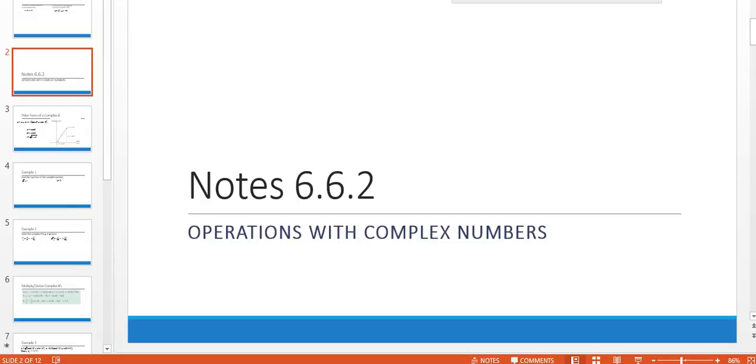In this second section, we're going to look at how to perform operations with those complex numbers. And we're not going to look at all the operations because we've actually already done adding and subtracting, but we are going to look at how to multiply and divide with complex numbers.